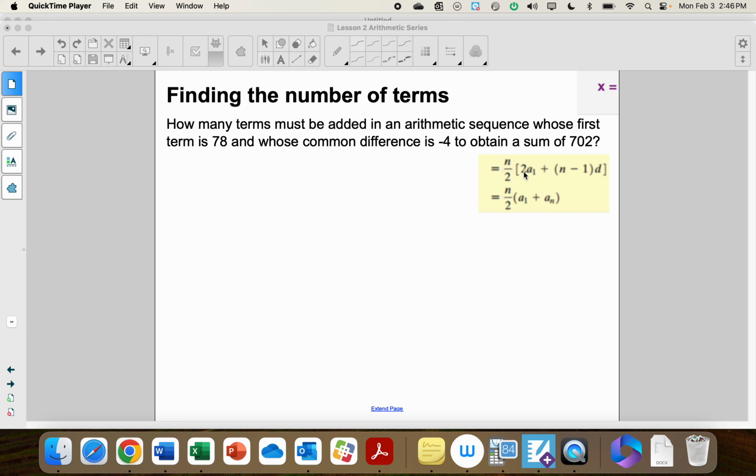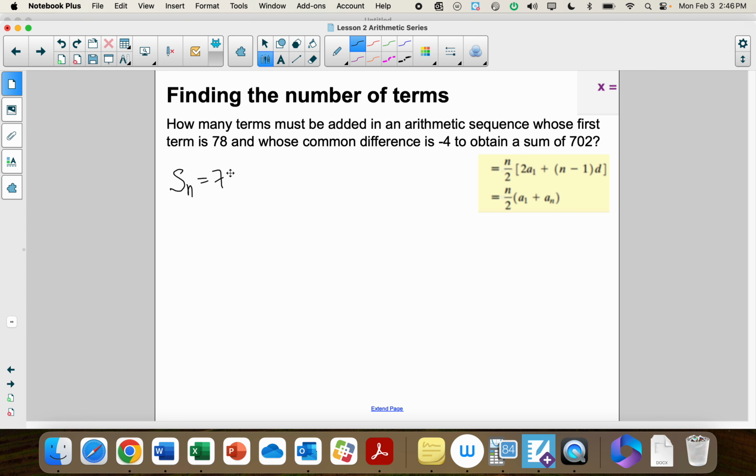So we have our two formulas here that we can use to find the sum. However, we are given the sum now. So I know S of n is 702. I know my first term is 78. My last term is unknown, and I can't find it because I don't know how many terms there are. But I do know my common difference is -4. And so looking at my two equations, since I'll never be able to know the last term without knowing the number of terms, I must use equation 3.